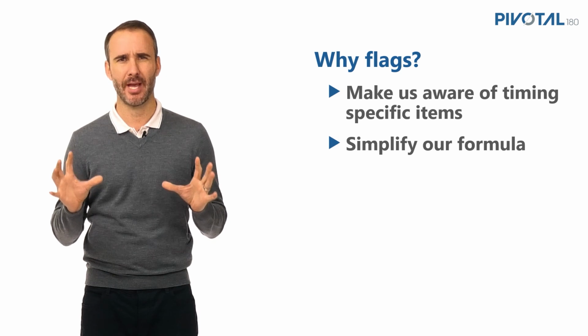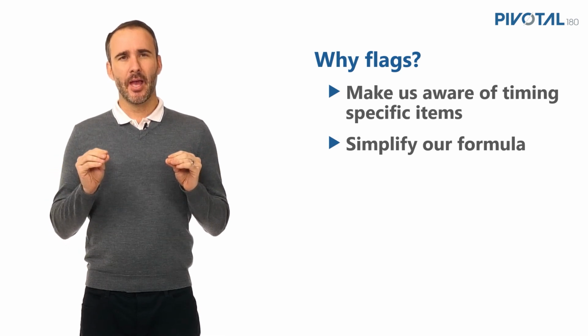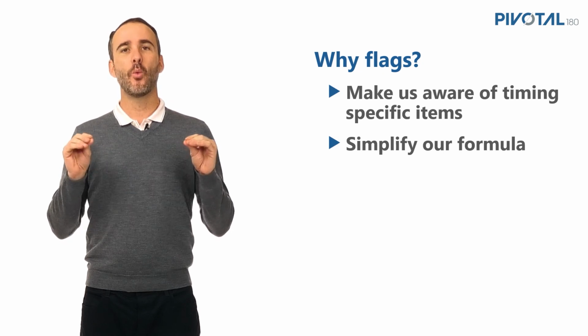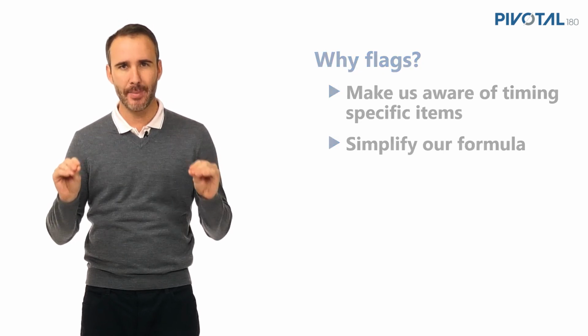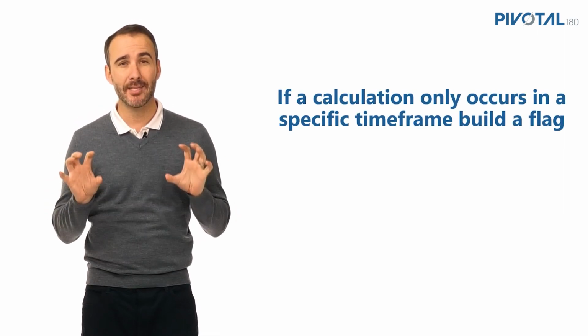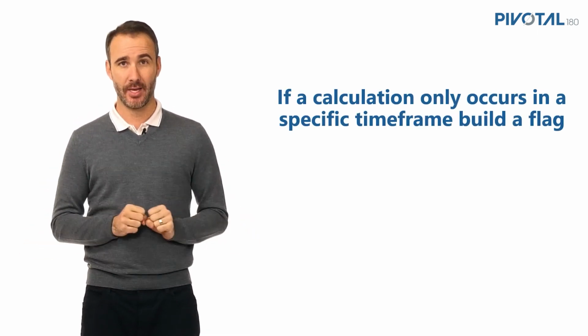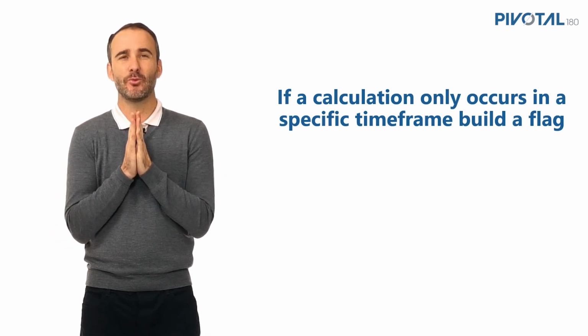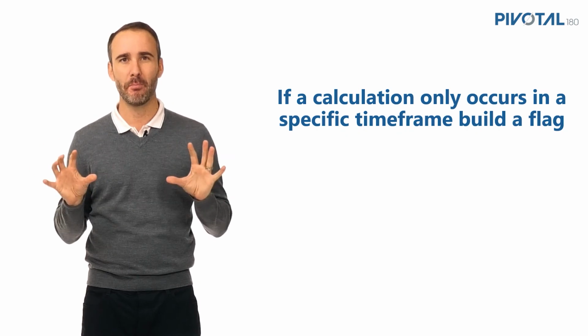And it really boils down to one thing. At Pivotal 180, we have a single rule we like to use. When you have something that is only meant to happen over a specified time frame, create a flag before you do any other calculations. Just seeing when something occurs is a really helpful starting point before you tackle the problem. And now you have an overview of flags, you're ready to see the full benefit throughout the rest of the course.